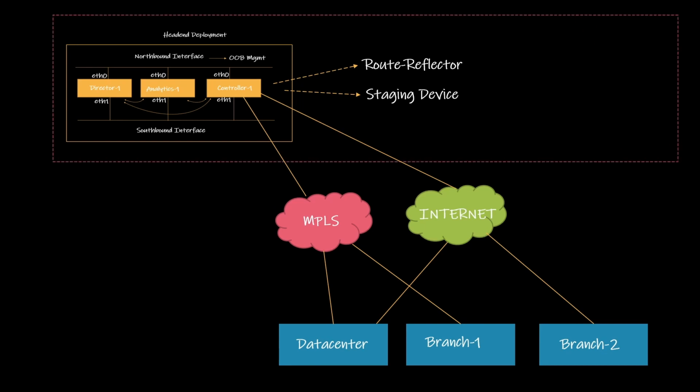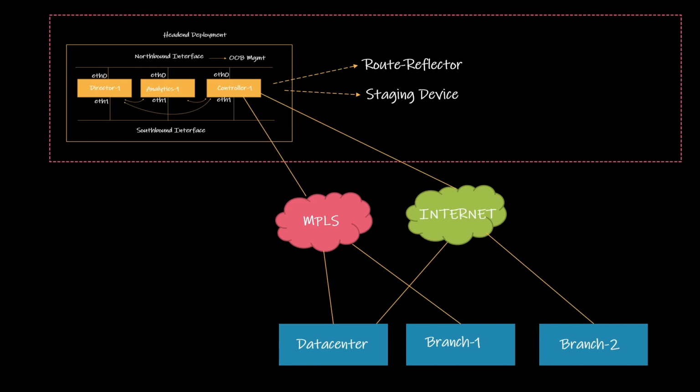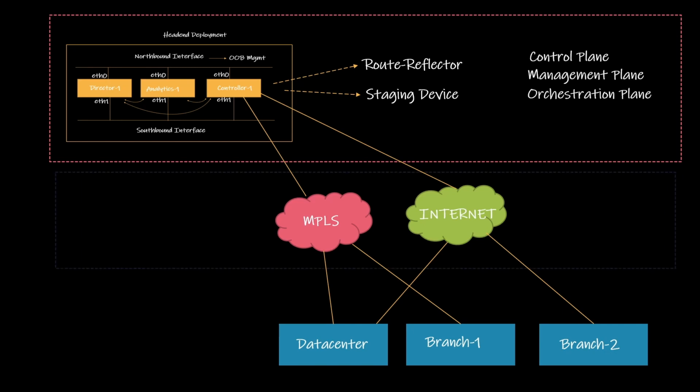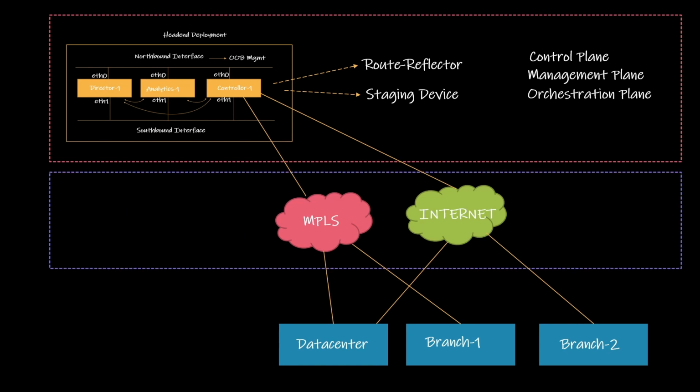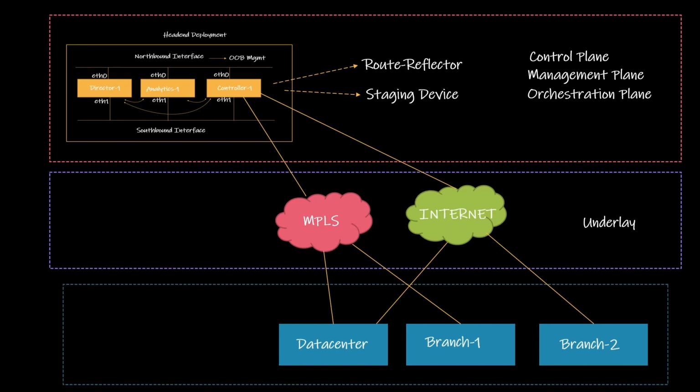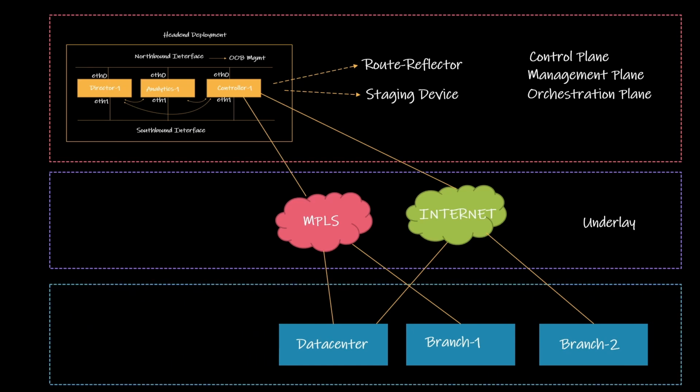In brief, at top we have all the head-end devices, so basically our control, management and orchestration plane. Then we have all the transports for underlay, and then finally all the remote sites which will be part of the data plane in the Versa SD-WAN network.